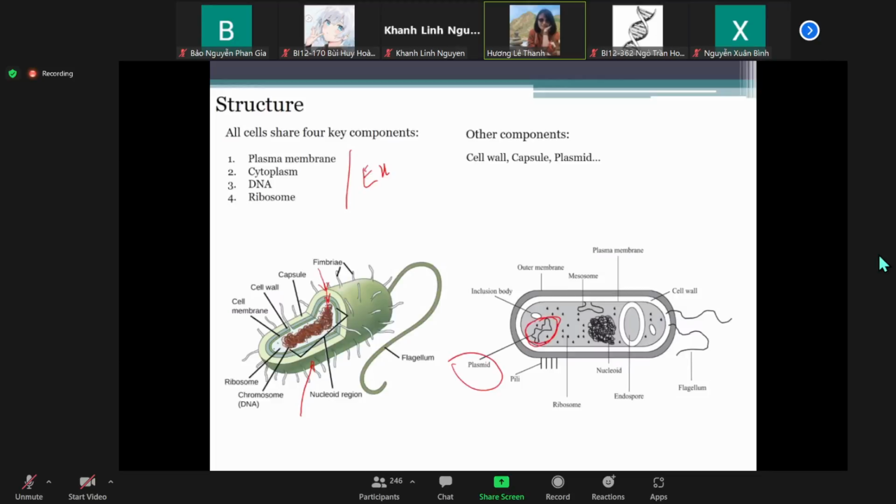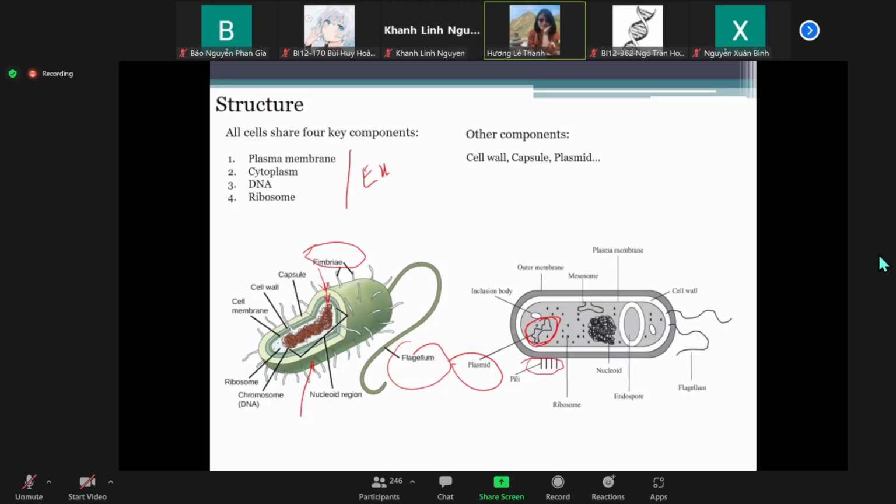And we have the fimbriae, which are numerous. They are used for attachment to the host cell and other surfaces. We have the flagellum, which helps the bacteria move. They have some pili that allow bacteria to transfer DNA molecules to another bacterium and also help them move. So we can go into more detail about the structures of the bacteria.